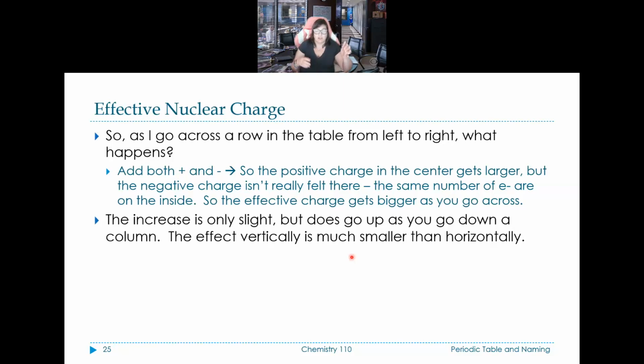Okay, so as you go across the table, you're going to see that the size of those atoms is going to go from sort of this size down in. It's going to squish in due to the effective nuclear charge, where I've got more positive charge being seen by the electrons. Okay.